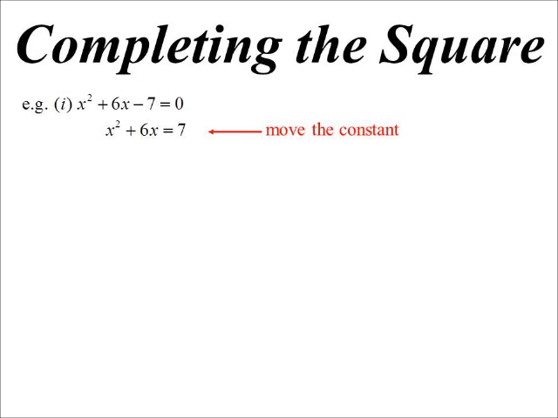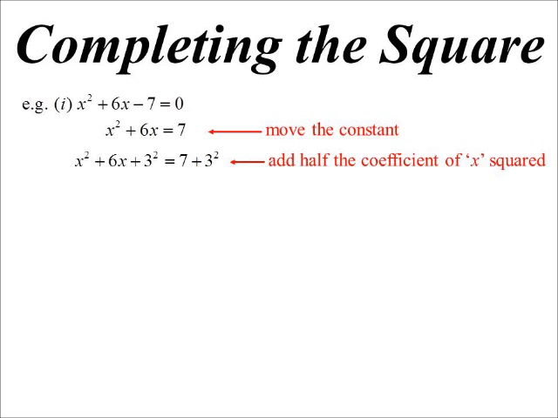Now the idea is to make a perfect square on the left-hand side. And so what I do is add half the coefficient of x. Not half the coefficient of x squared, but half the coefficient of x. The pause is very important. So the coefficient of x there is 6, half of that is 3. 3 squared is of course 9.